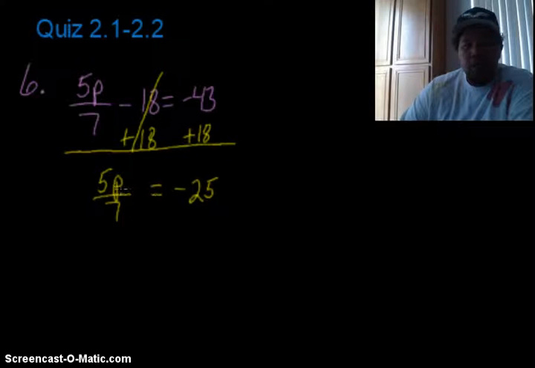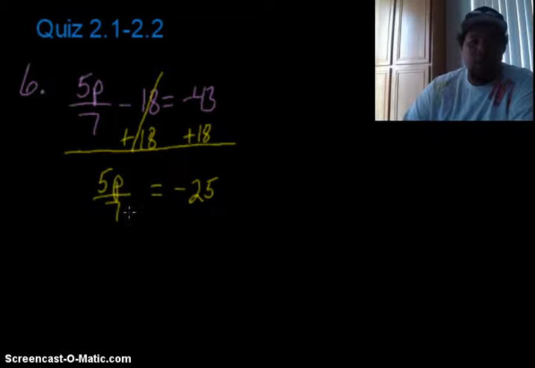Now, there are two ways that we can deal with this. We can deal with this as 5p being divided by 7, or we can look at it as 5 over 7 times p. So just to keep it in step with what we've done, we'll just treat it like a multiple step equation. So I'm going to treat it as 5p divided by 7.